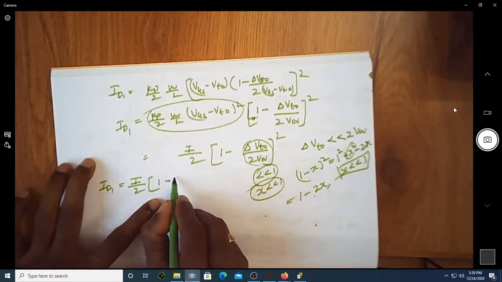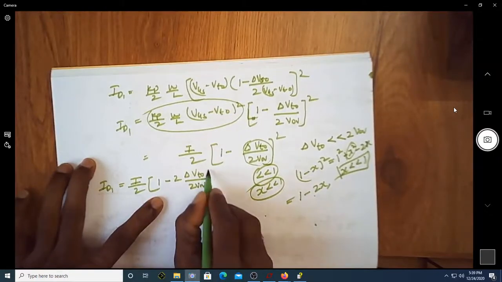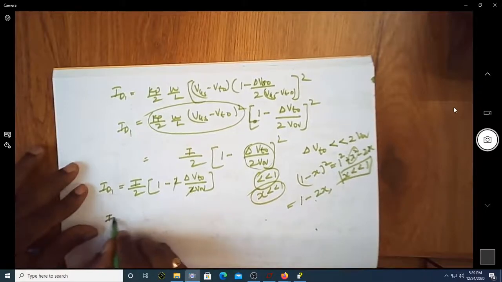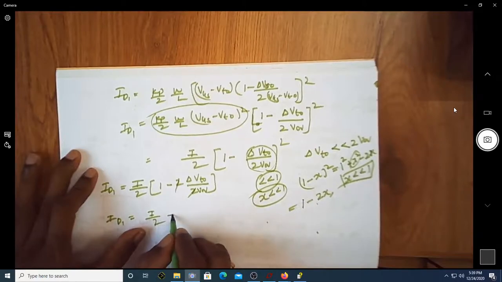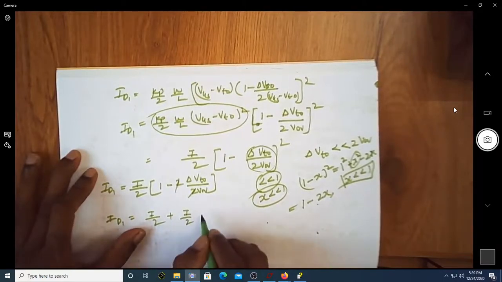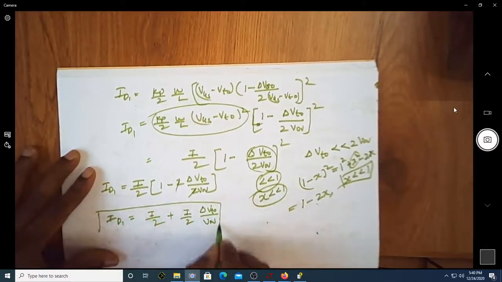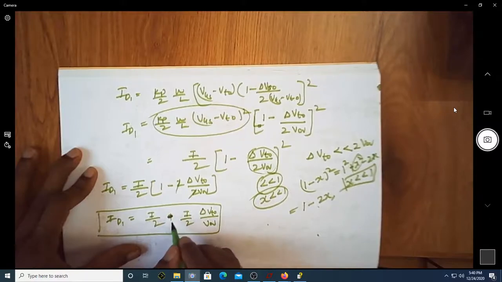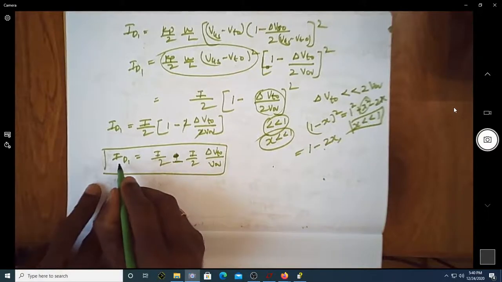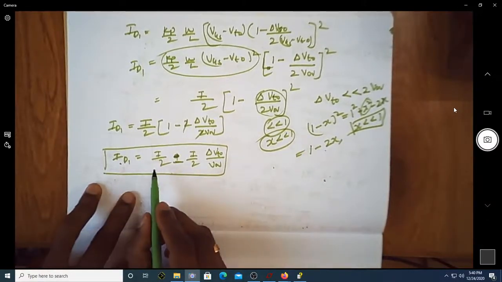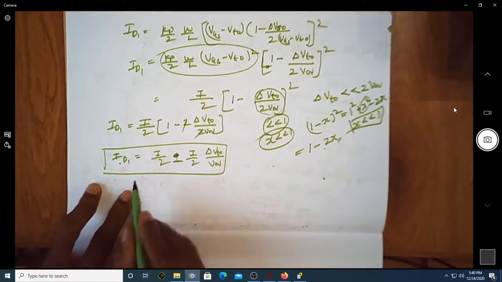What is this 2 now? It is 2 into x, which is delta VTO by 2 VOV, so this 2 and 2 will go off. It is now ID1 is equal to I by 2 plus I by 2 into delta VTO by VOV. Sorry, this is not plus. This is actually minus. So the drain current due to mismatch is reduced by I by 2 delta VTO by VOV.